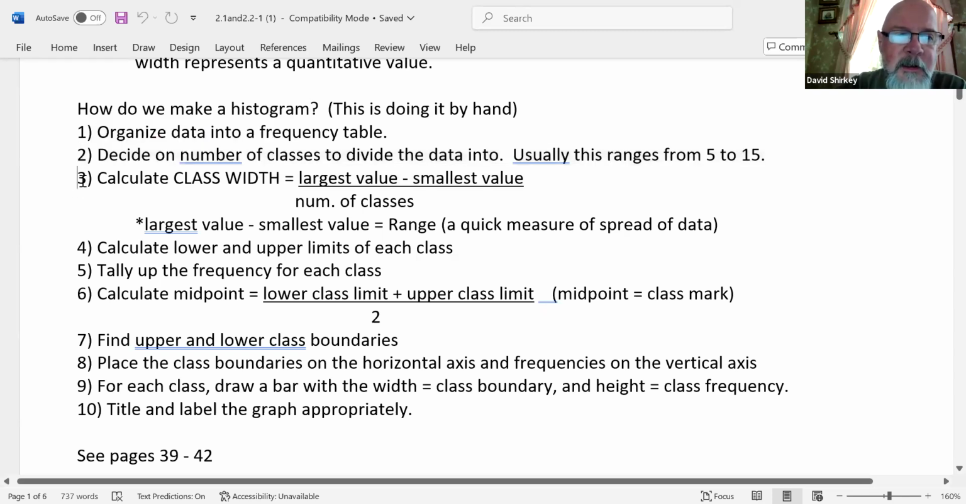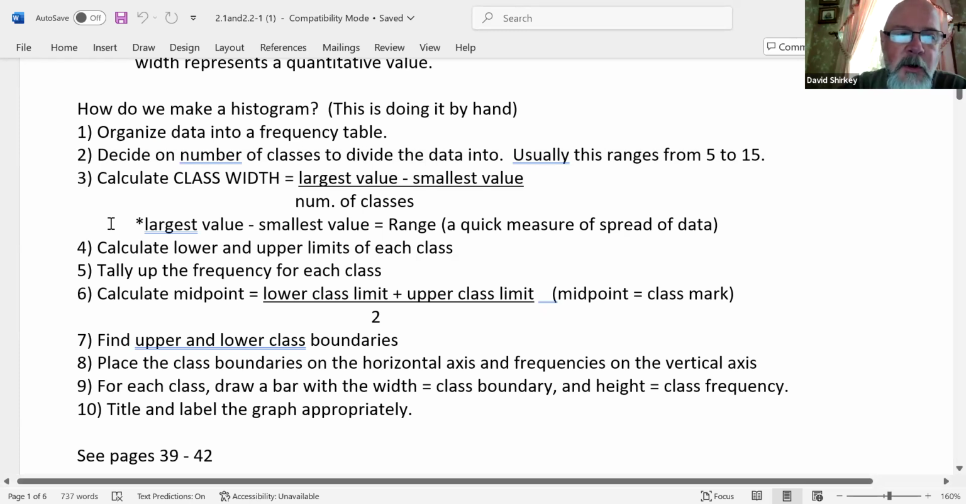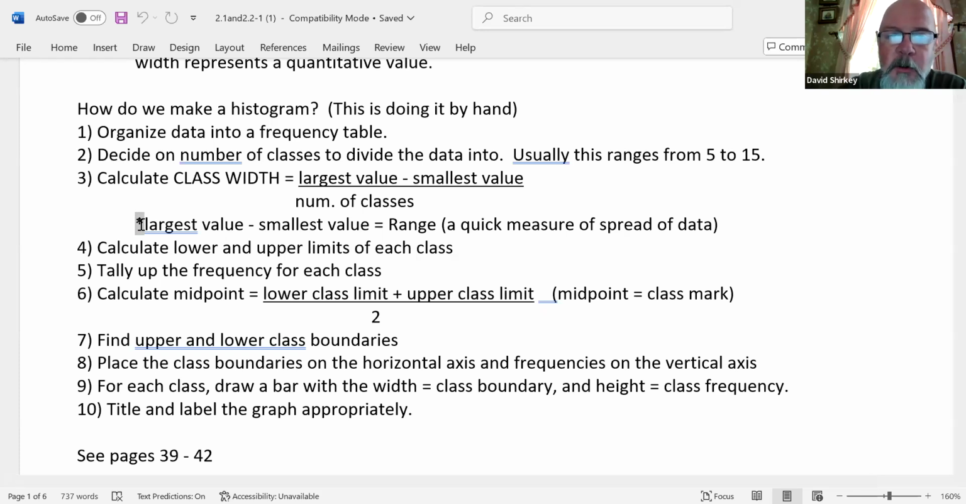Step number 3, calculate the class width. That's the largest value minus the smallest value of your data divided by the number of classes. You're going to run into this again. The largest minus the smallest value is actually referred to as the range, which is a quick measure of the spread of data when we start investigating the spread of the data.